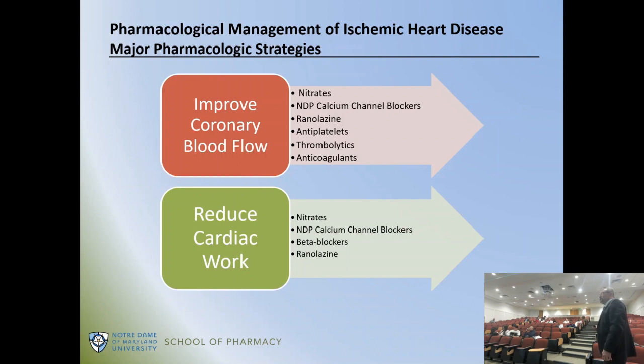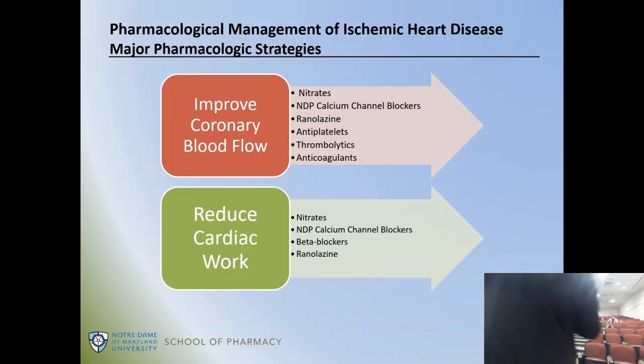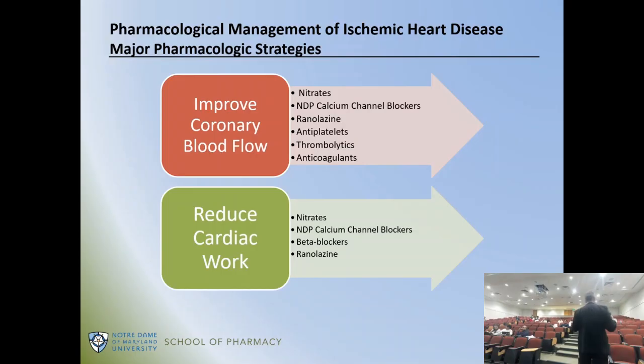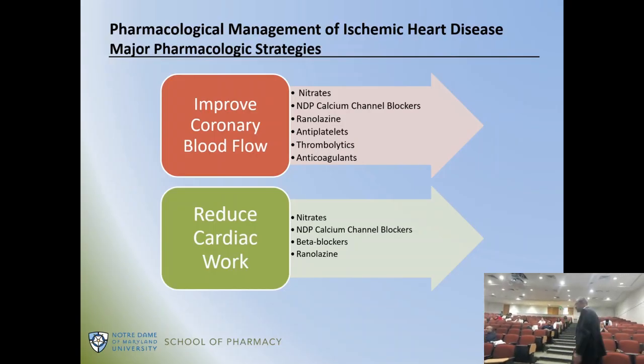Nitrates, okay? Non-dihydropyridine calcium channel blockers, okay? Both of these groups of drugs will dilate coronary arteries, make them larger, allow them to relax. Ranolazine will actually allow coronary arteries to dilate as well, but its mechanism is very different from those other two classes. But it essentially will allow coronary arteries to relax and open up and allow for better blood flow. And I'll talk about how that happens later on.